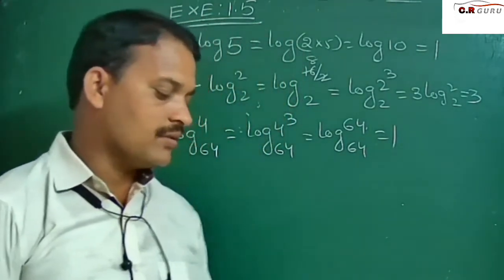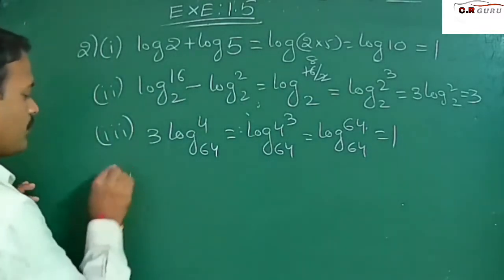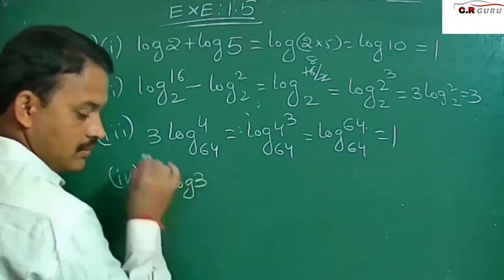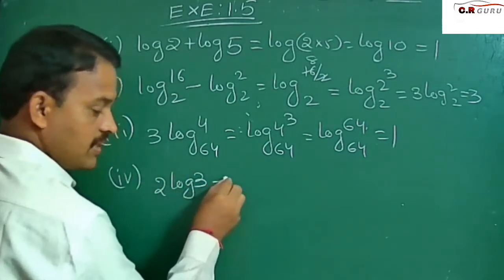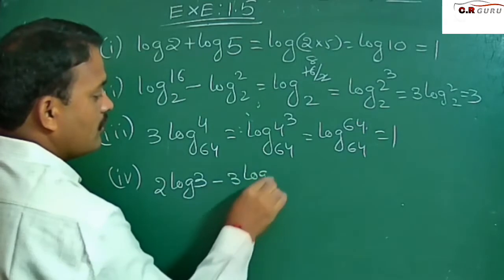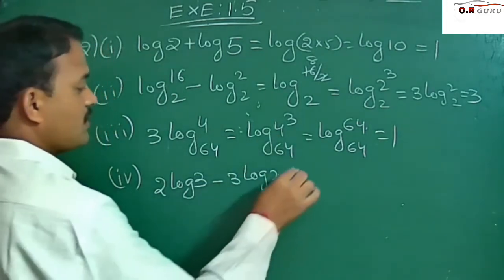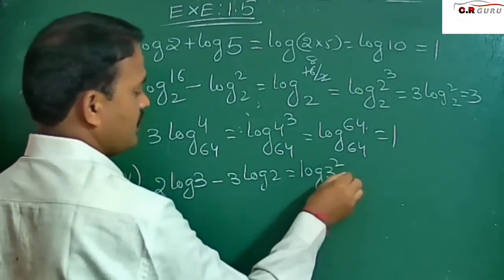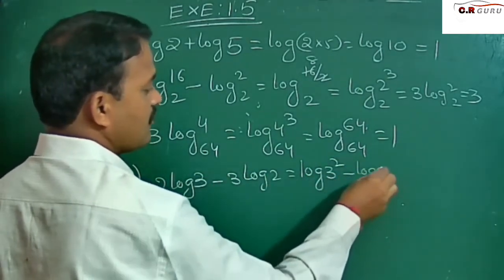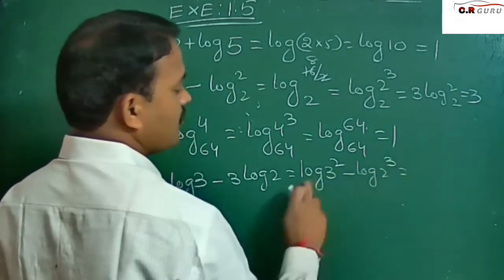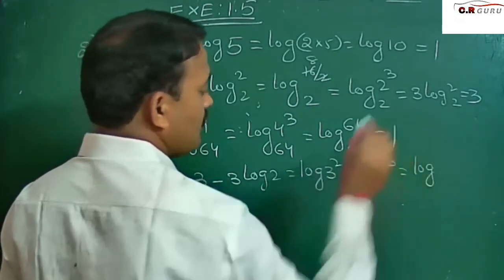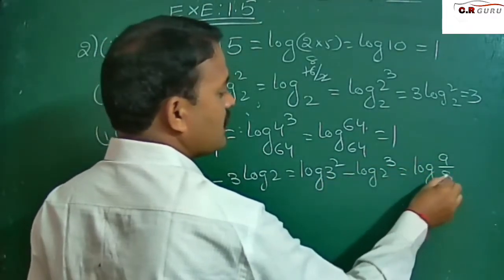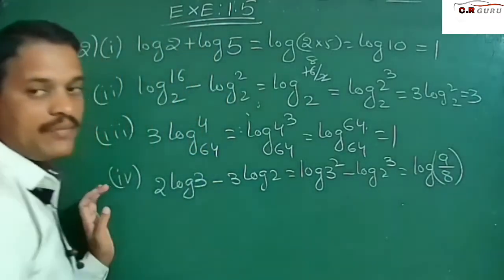Next, the fourth sum is 2 log 3 minus 3 log 2. What will happen? This is nothing but log of 3 square minus log of 2 cube. Log a minus log b is nothing but log a by b. 3 square is 9, 2 cube is 8. So log of 9 by 8.